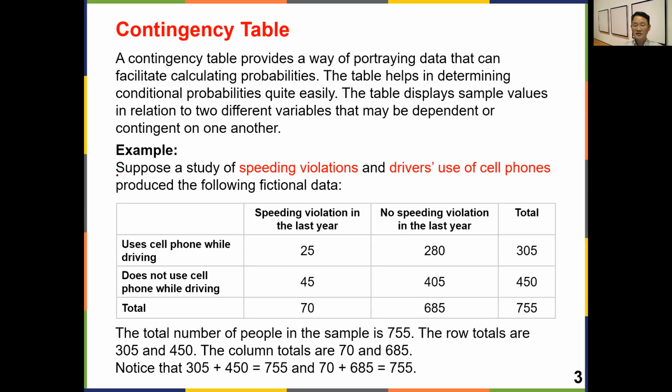Let's talk about this example here. So this table, you can definitely guess the name of this table, right? This table is called contingency table. And it gives us all kinds of information. This table is really about speed violation and cell phone use while driving, and how they relate to each other. So this table describes speed violation and whether they are using cell phone or not.